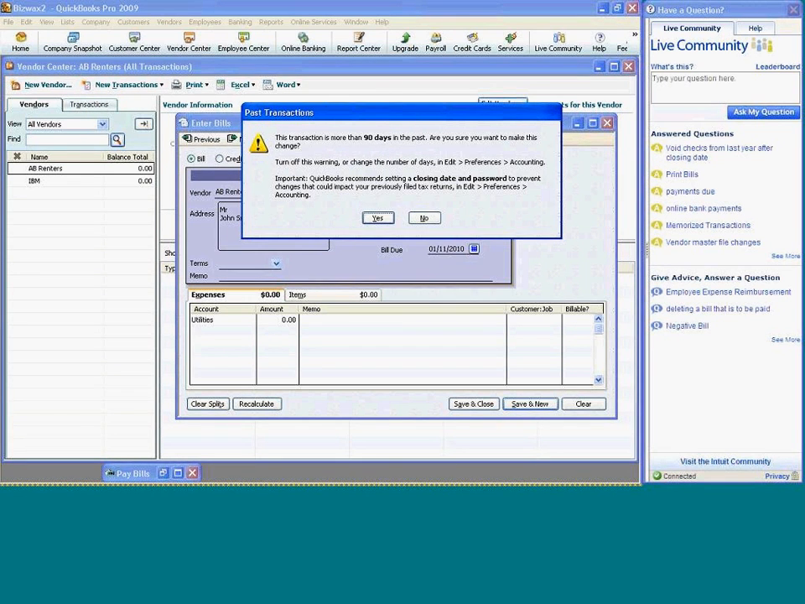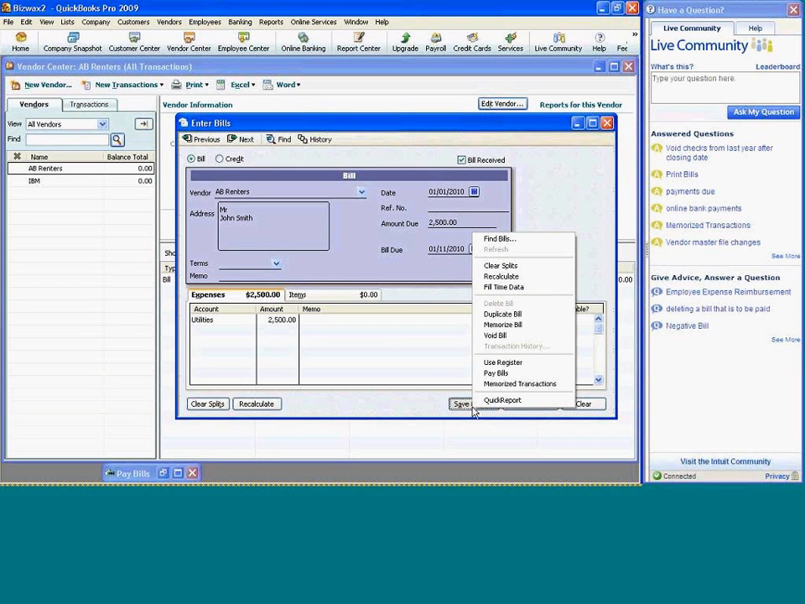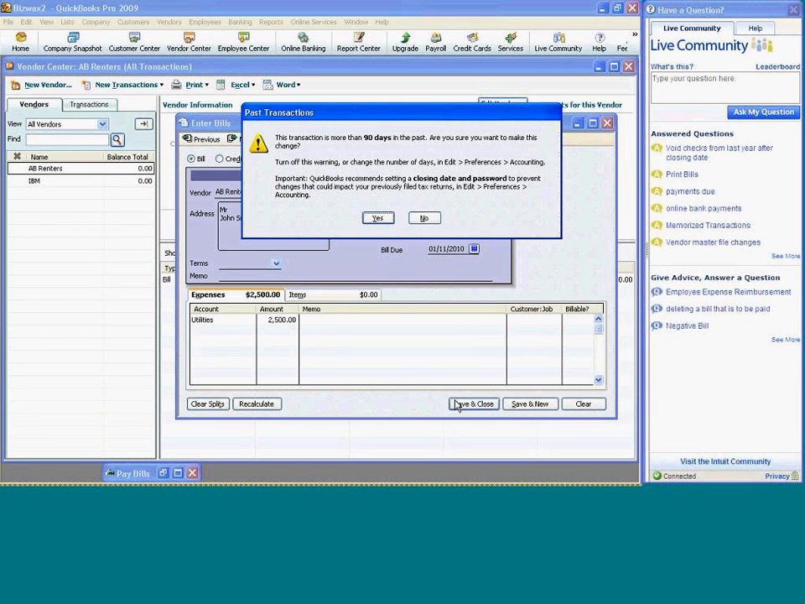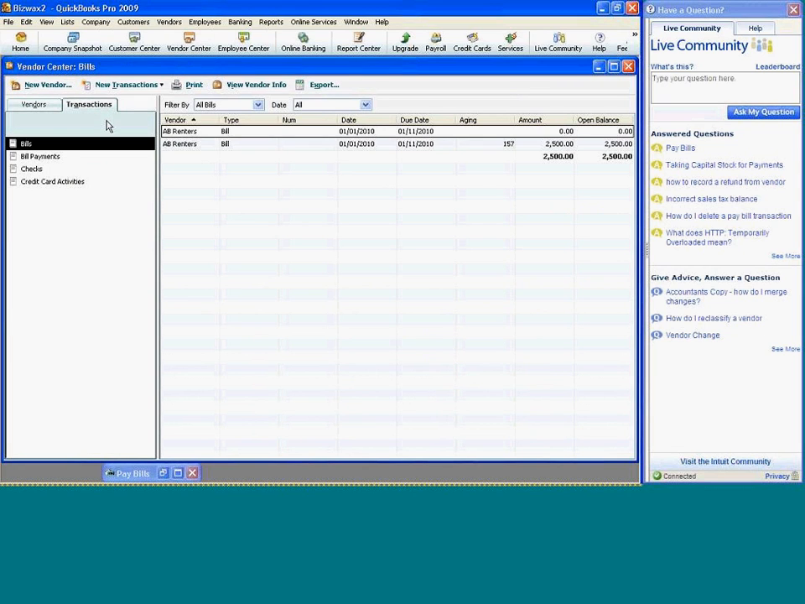Okay, save changes. $500, $225 again. And now we have the bill. So forget about the first bill. Now what I'm going to do is enter bills for the first 4 months of the year.